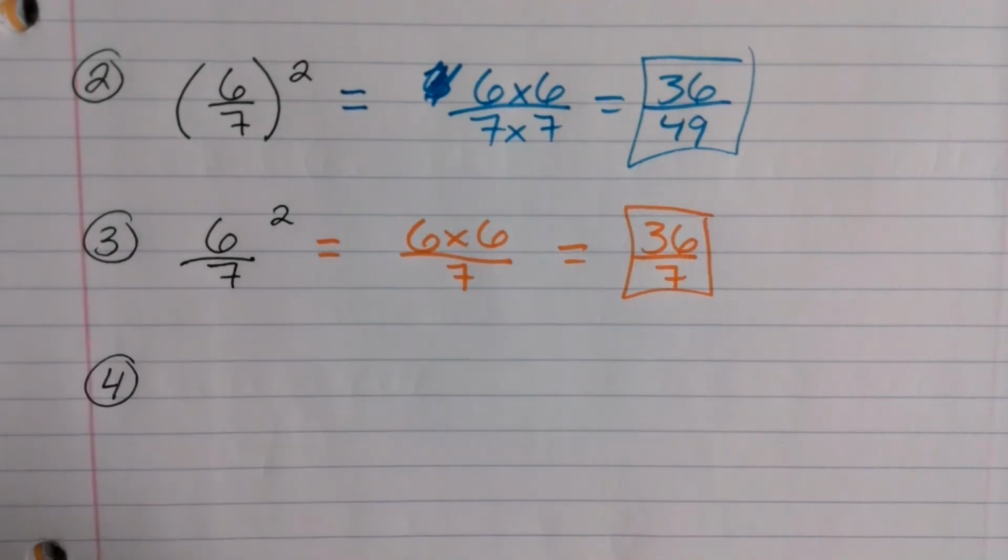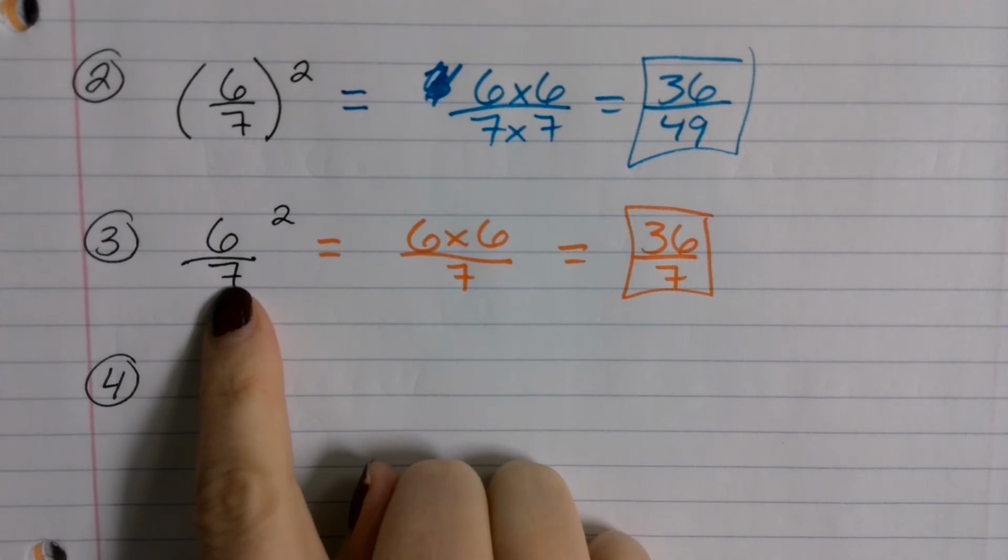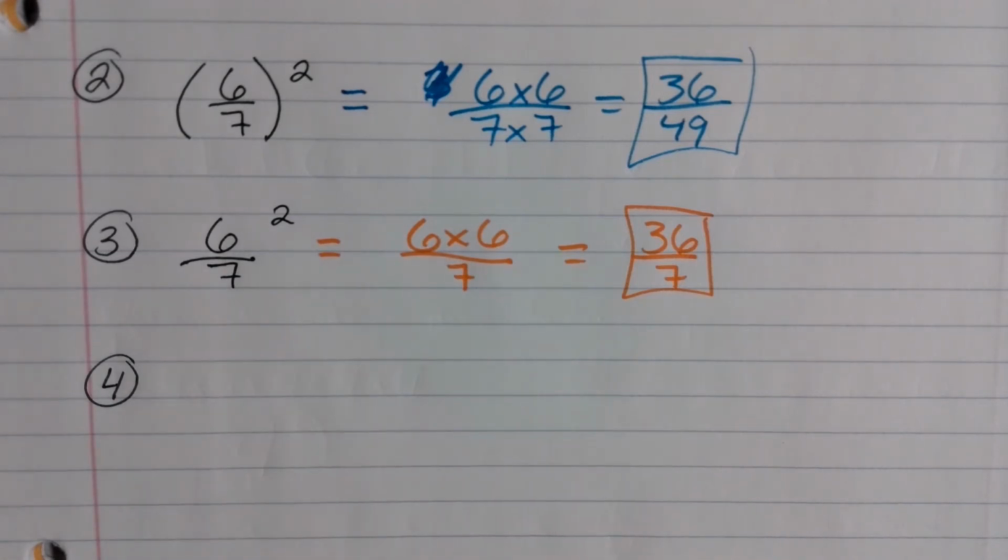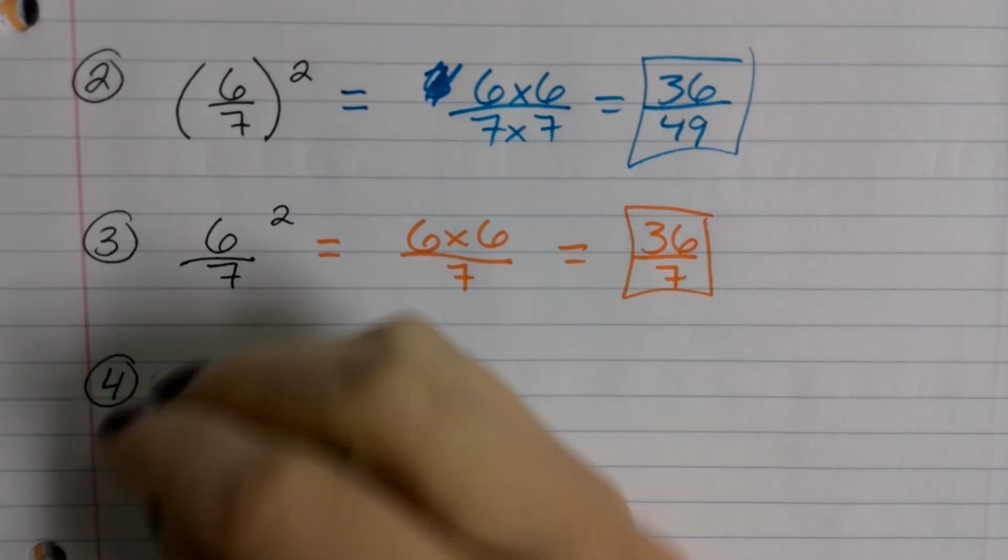Did you have questions, sweetie? Yeah, you could have the denominator with even a different exponent. I could say it's 6 to the second power over 7 to the fourth power. That would be different. Okay?